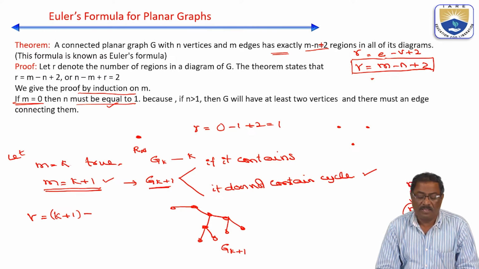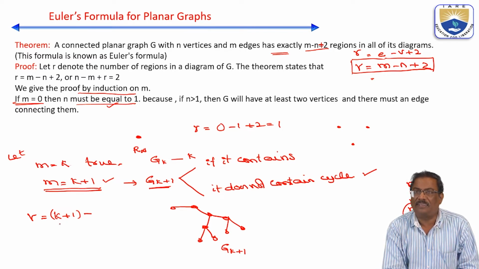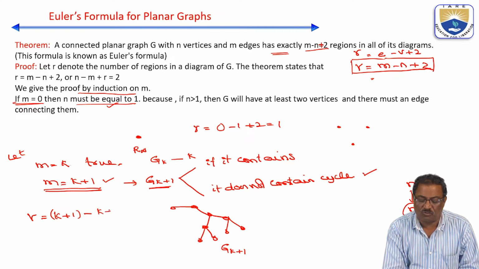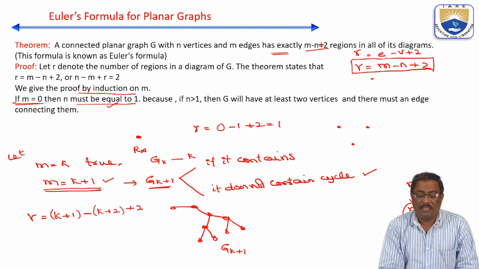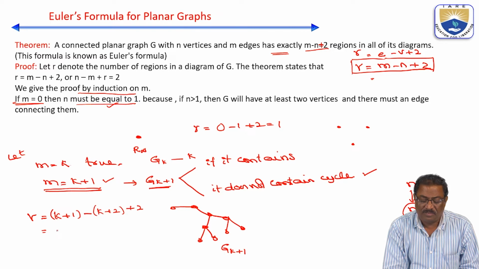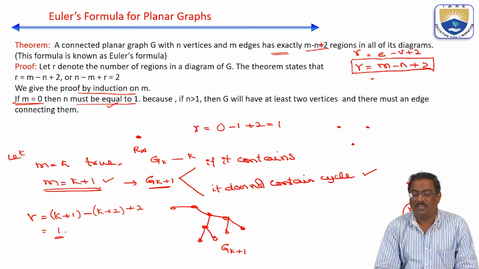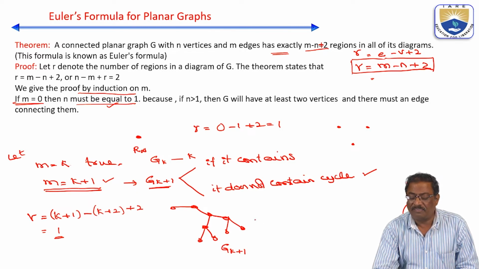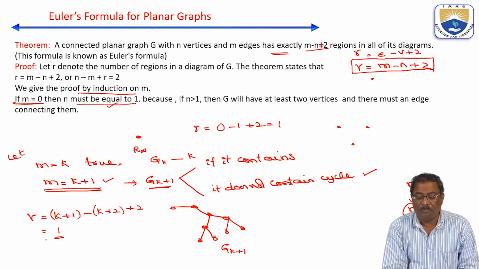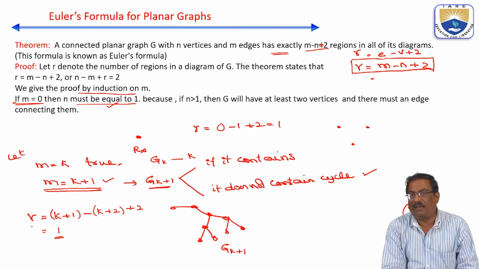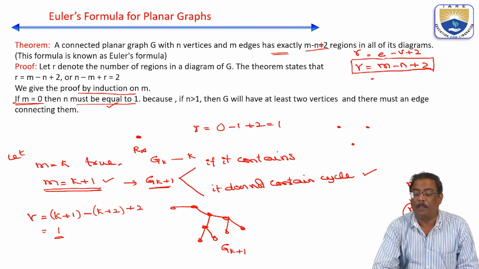So here k plus 1 edges, so the number of vertices is k plus 2. Then if I simplify this, finally we are going to get the number of regions as 1. The number of regions is 1. So this gives the region which is provided other than the graph. So the theorem is true for a graph which has k plus 1 edges, and it is free from cycles.